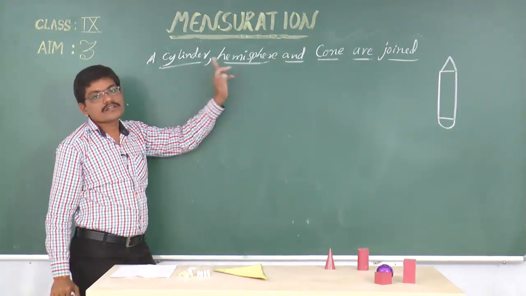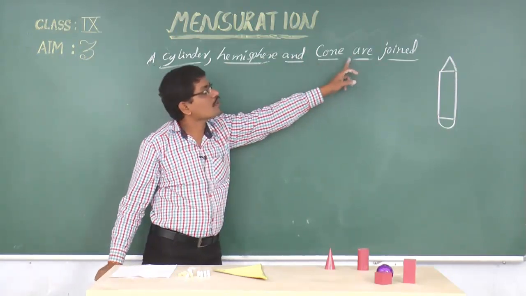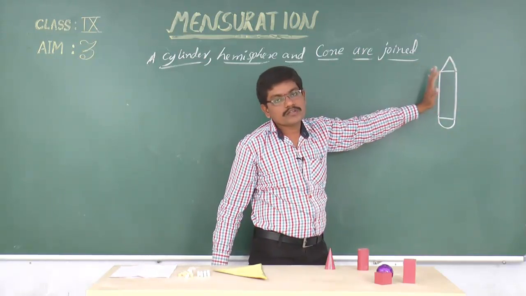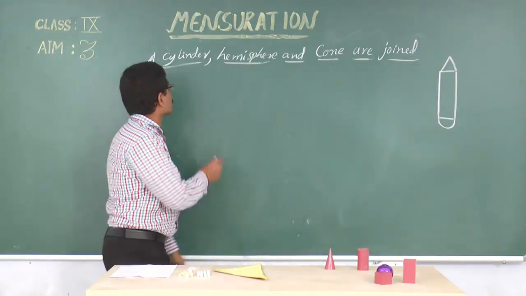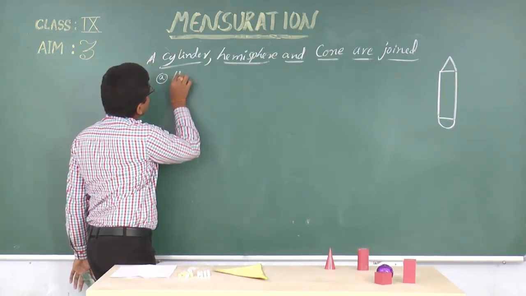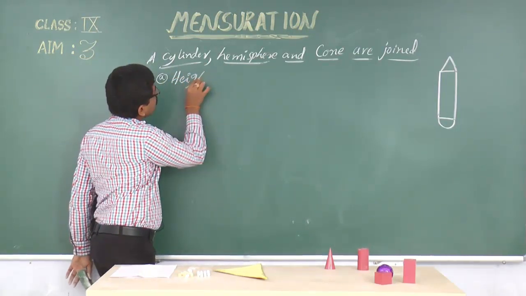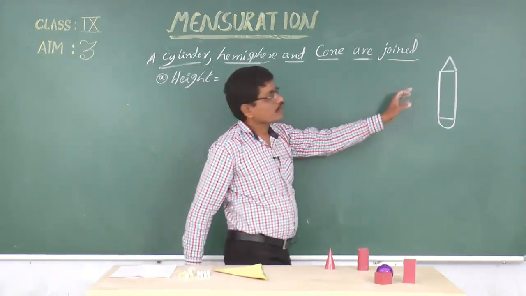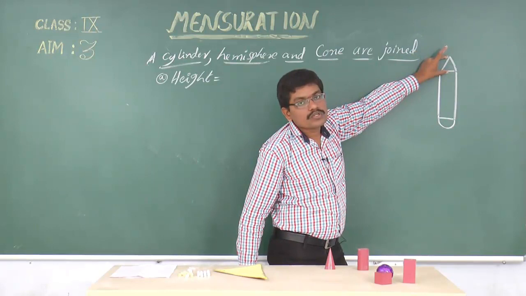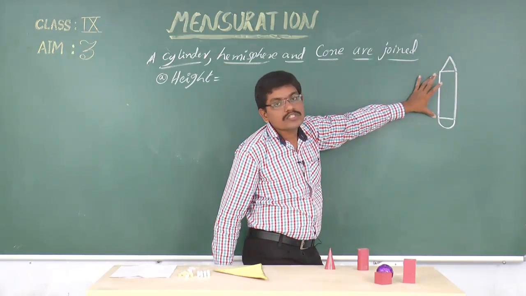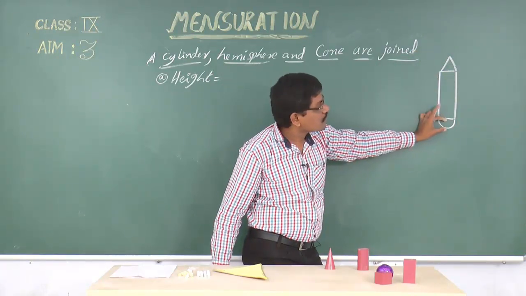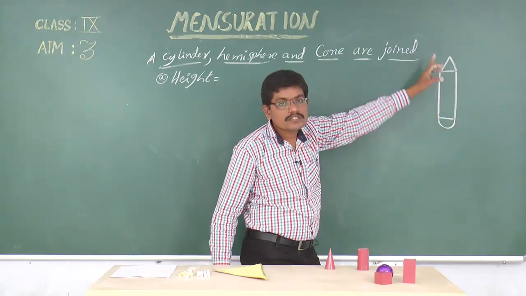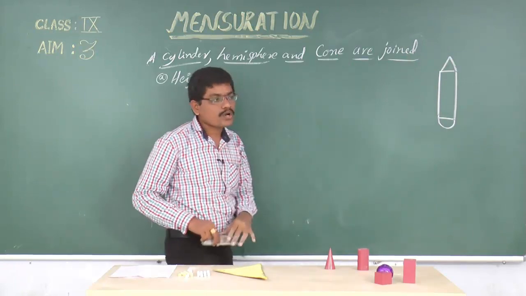A cylinder, hemisphere and cone are joined. Now this is the newly formed solid. For that, first one, height. Height is equal to, observe the diagram, height of the cone plus height of the cylinder plus radius of the hemisphere. If you add these three, then we will get the total height of the new solid.